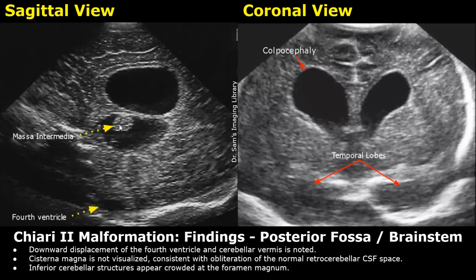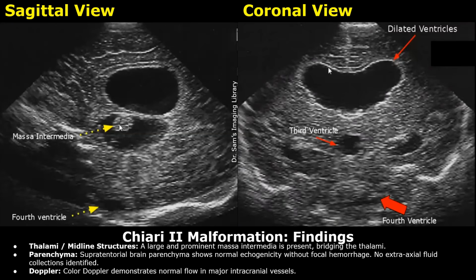Downward displacement of the fourth ventricle and cerebellar vermis is noted. Cisterna magna is not visualized, consistent with obliteration of the normal retrocerebellar CSF space. Inferior cerebellar structures appear crowded at the foramen magnum. Thalami or midline structures. A large and prominent massa intermedia is present, bridging the thalami.